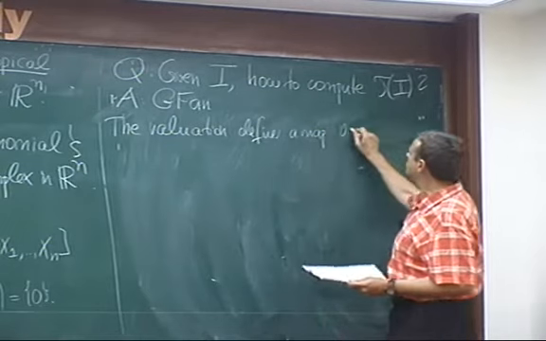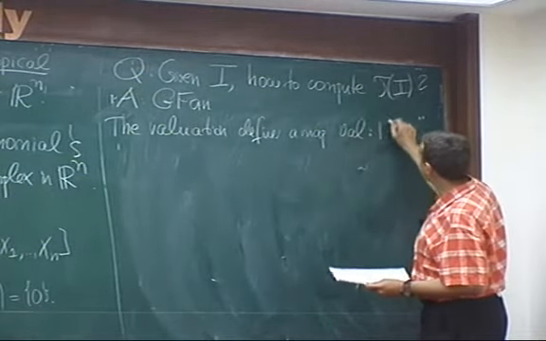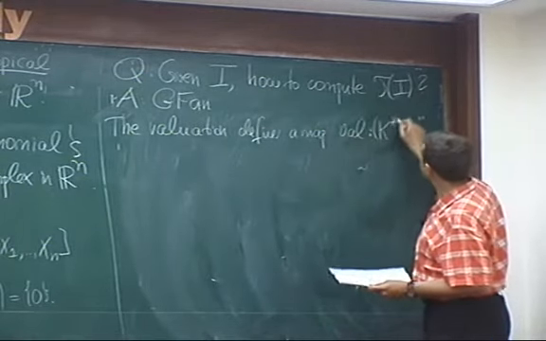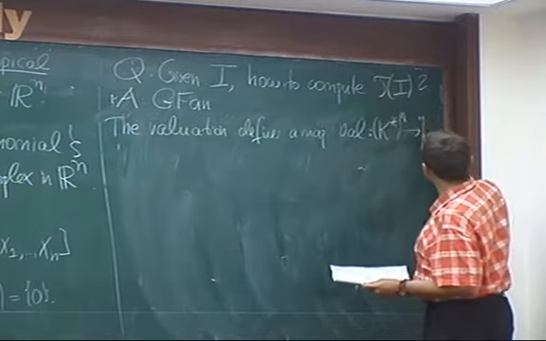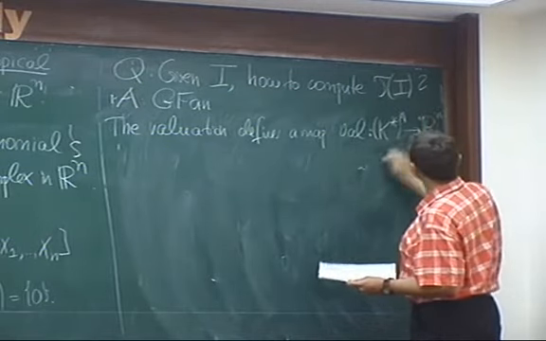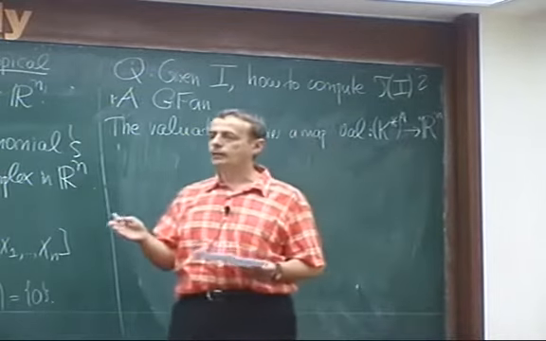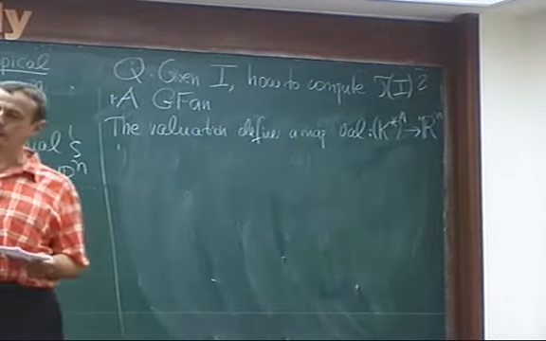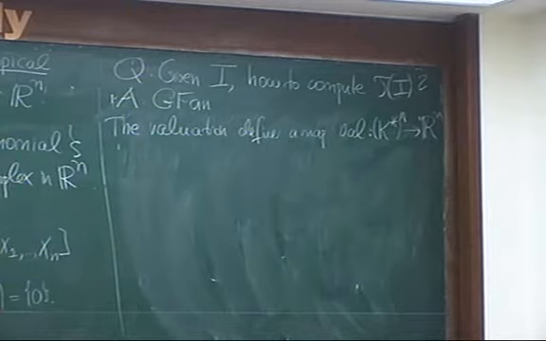I'll also denote val from the algebraic torus k star to the n to R to the n. So simply by applying the valuation coordinate-wise, right? The valuation is a map from k star to R. If I apply it coordinate-wise, I get a map from the n-dimensional algebraic torus to R to the n.